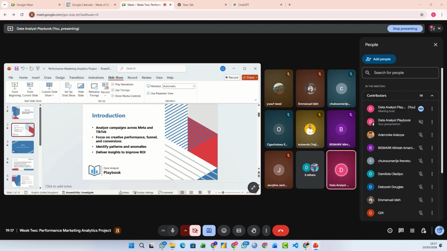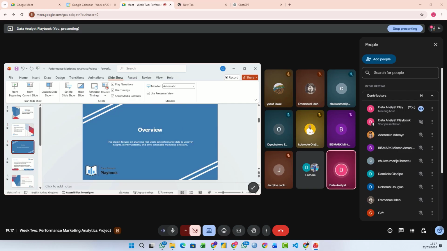So as an introduction, what we'll be covering today will be analyzing data that looks at campaigns across two key social media platforms, which are Meta and TikTok. We'll also focus on creative performance, funnel conversion and conversions. We'll also look at identity patterns and anomalies, and we'll also try to deliver insights to improve return on investment.